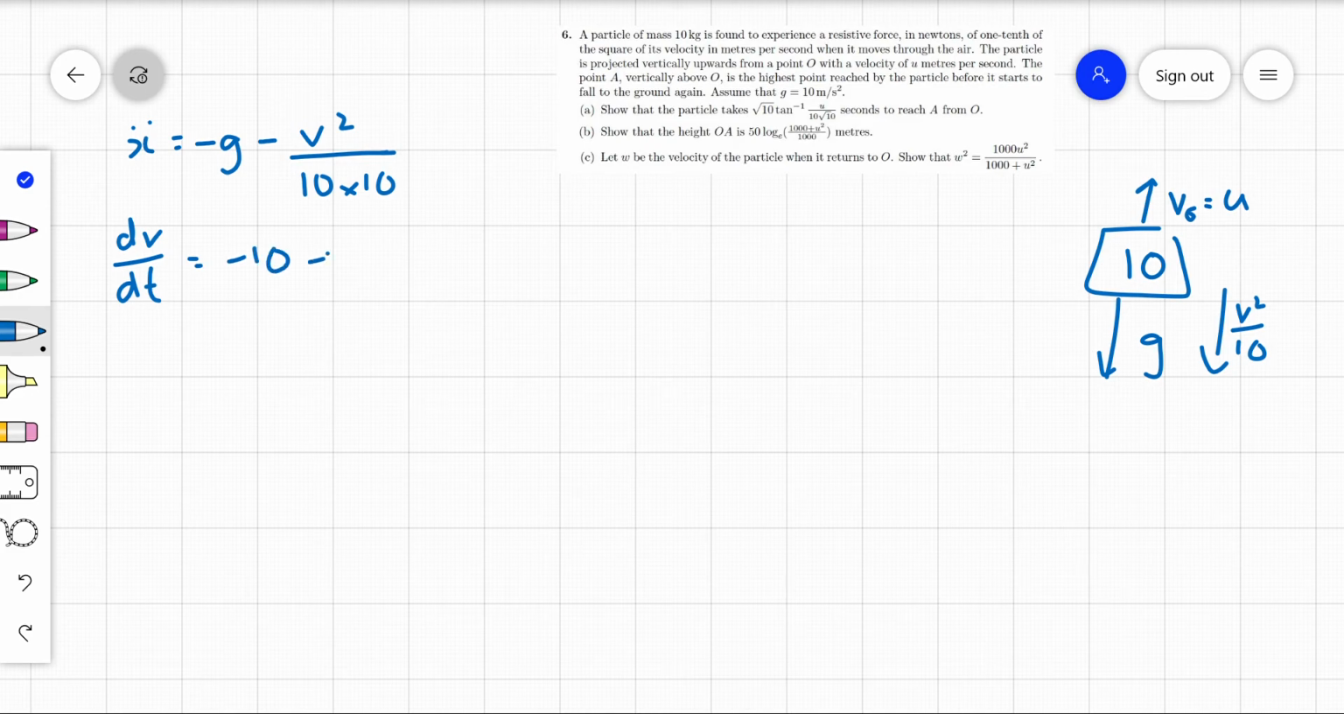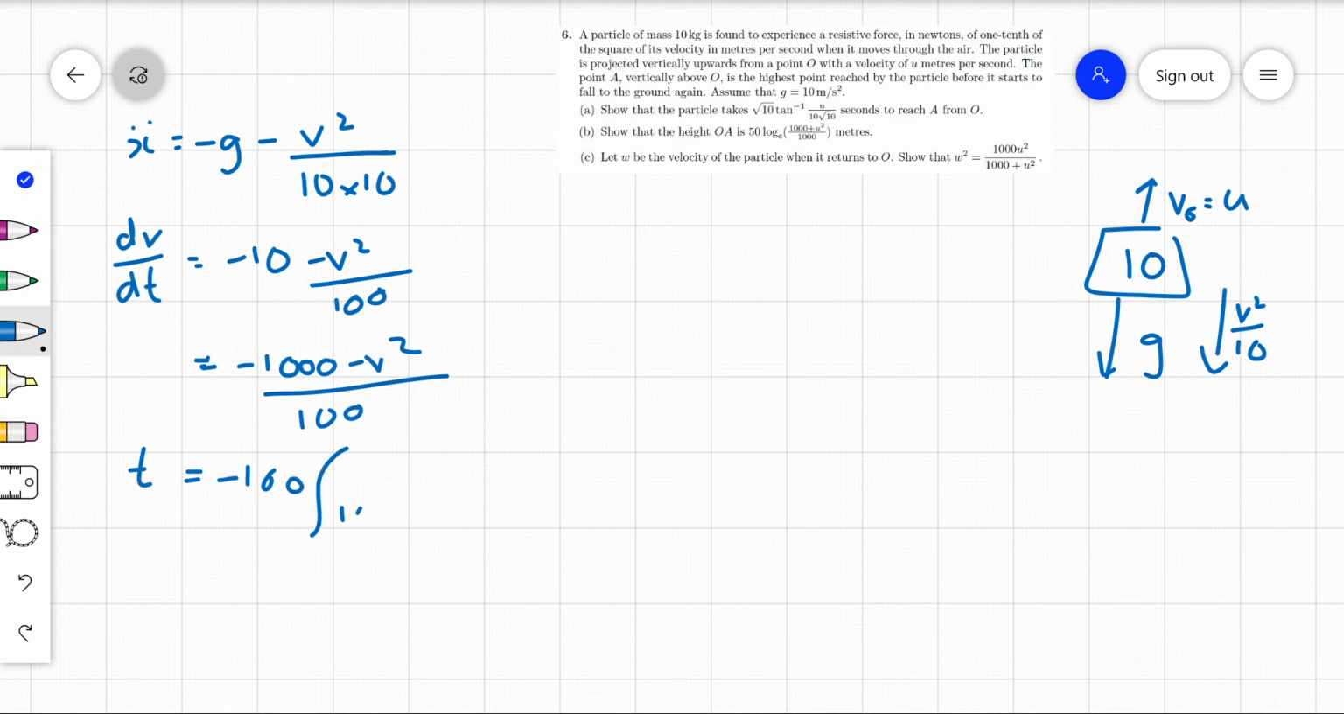and gravity is 10. So let's make a common denominator. So actually that's 1,000. Let's tip it upside down. So let's put minus 100 out the front. We've got 1,000 plus v squared. And that's all we've got. I could put my dv up there. There we go. So we know it's going to be an inverse tan.